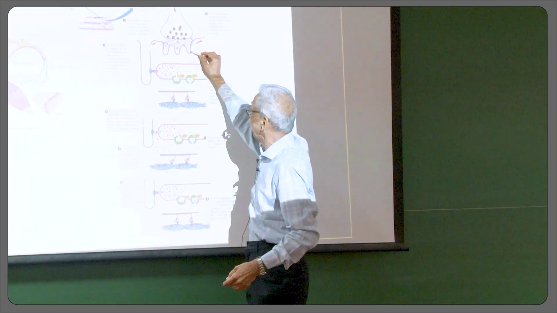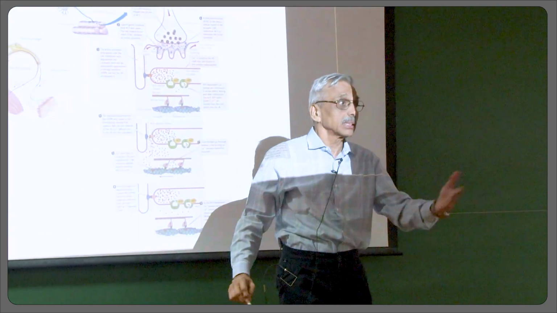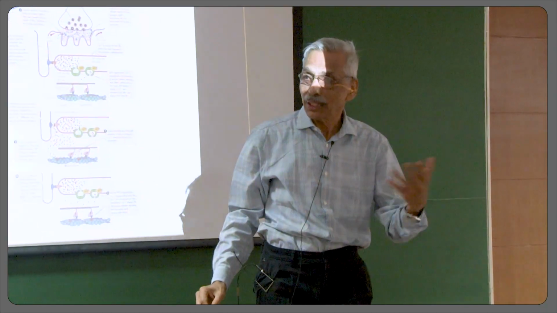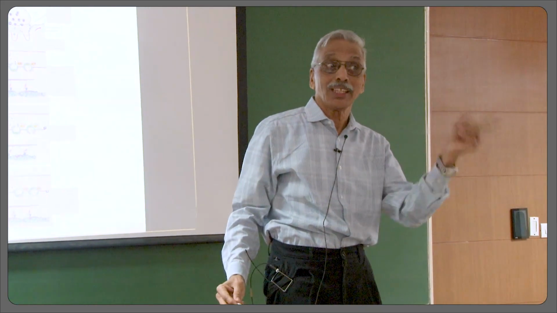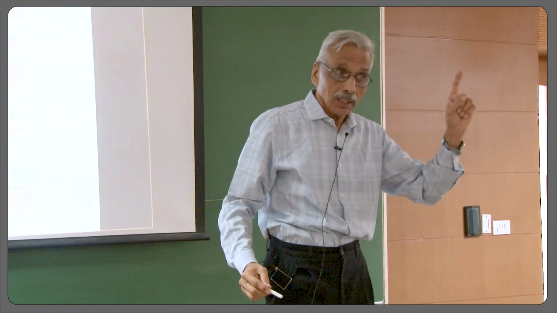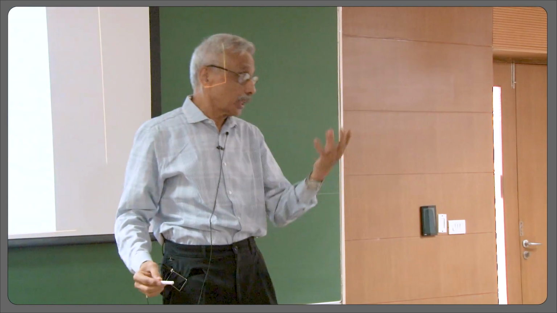So what do you have? This red line here indicates the plasma membrane of what? The skeletal muscle, and that plasma membrane has a system of proteins, and that system of proteins I will call the acetylcholine receptor. So that's a relatively big molecule.